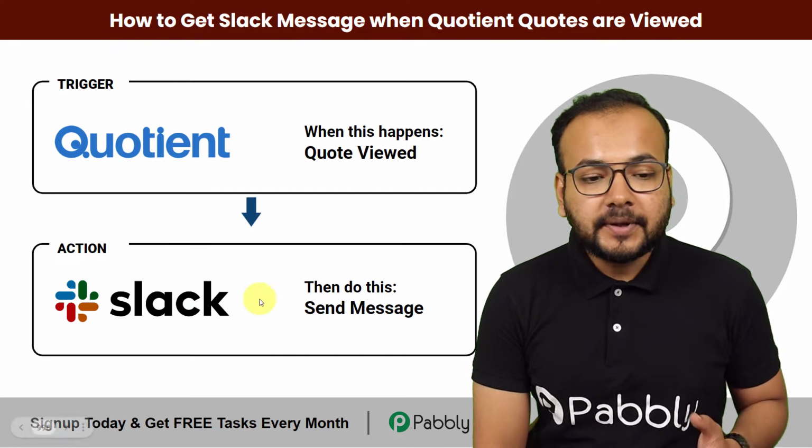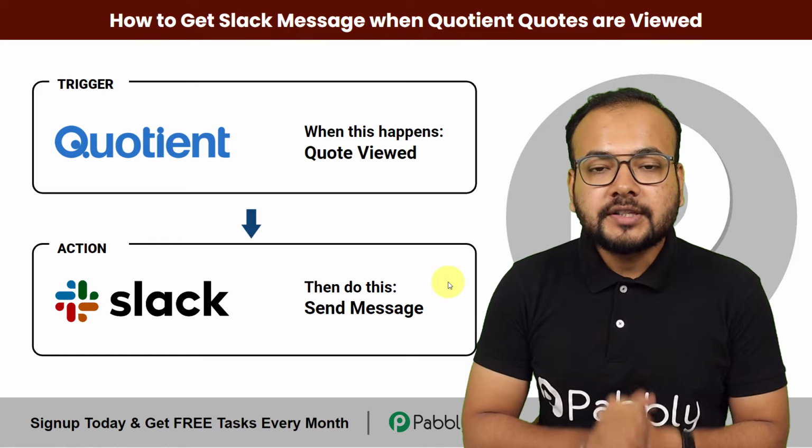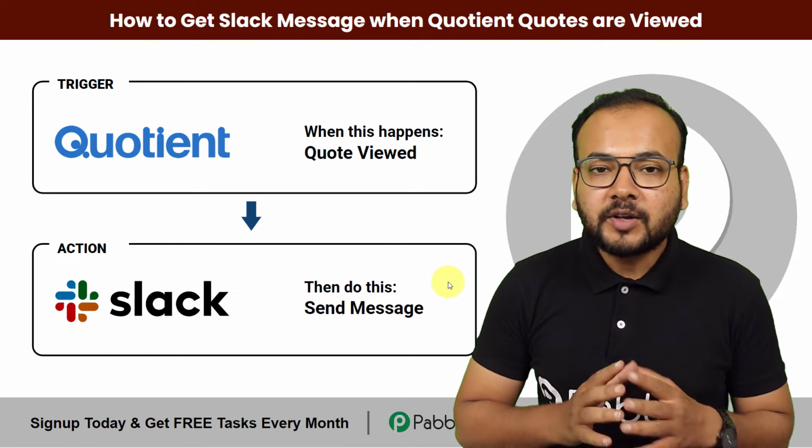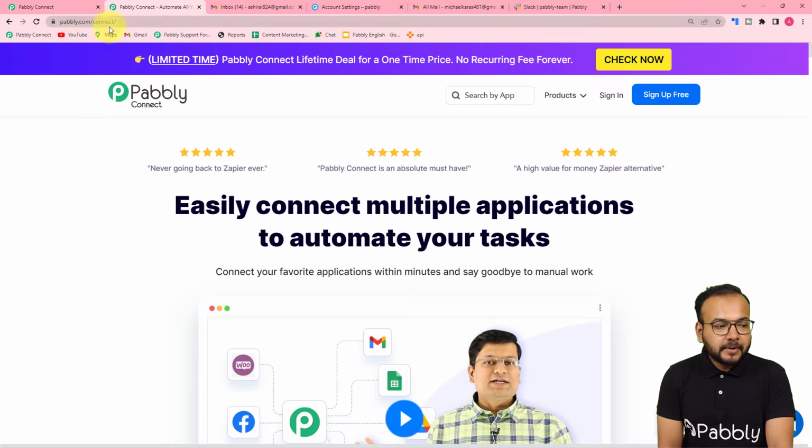And guys, to make this happen, we are using Pabbly Connect, which is an automation tool, and you can set up this automation very easily without any coding. So let's begin. This is the landing page of Pabbly Connect, and from here you can set up your free Pabbly Connect account by clicking on the sign up free button, and you will get free automation tasks every month to set up and test your automations.